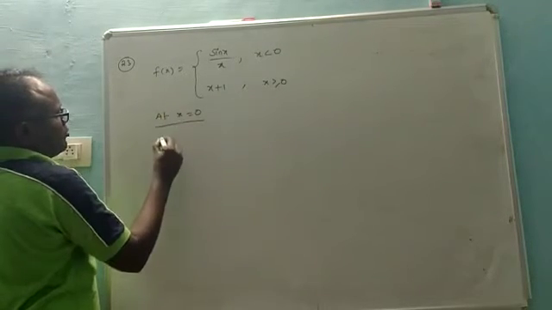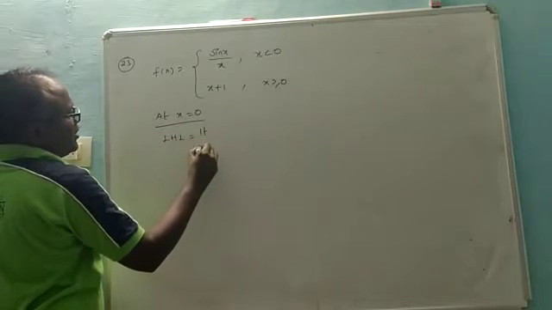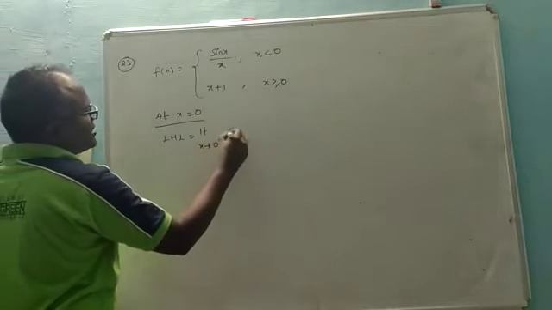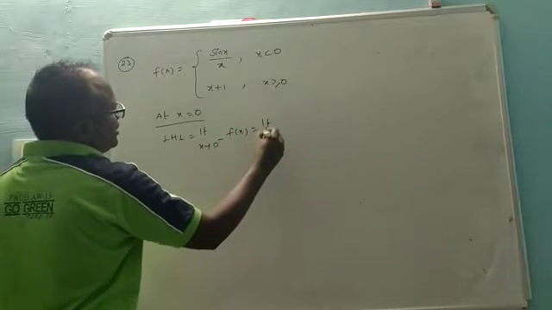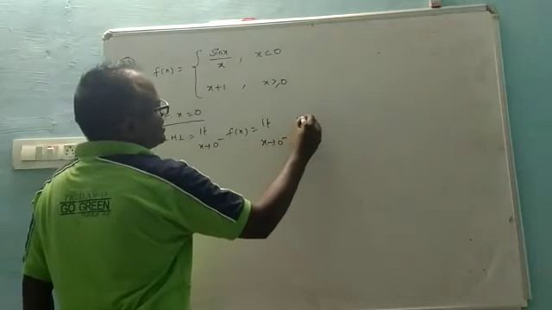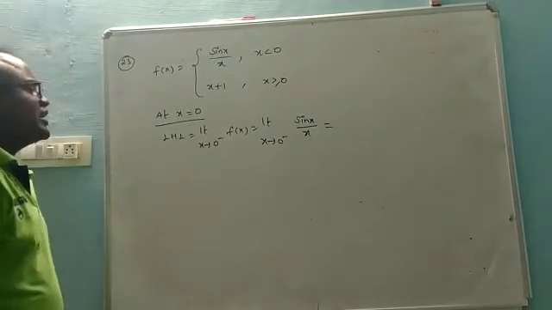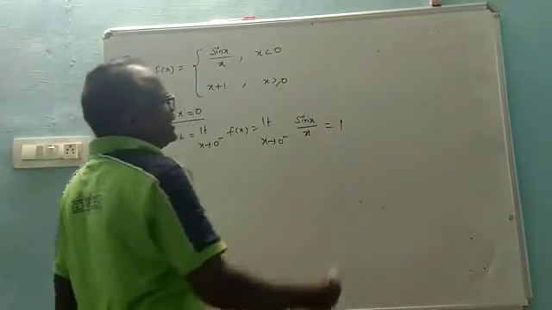At x equal to 0, what about the left hand limit? Left hand limit is equal to limit x tends to 0 minus f of x, which is limit x tends to 0 of sin x upon x. Sin x upon x means it is 1.